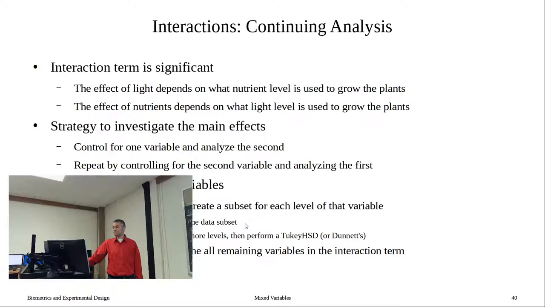So what do we do? Well, now what we're going to have to do is start to investigate that effect. You might be tempted to say, hey, we stopped there. The interaction is significant. But you're going to have reviewers, you're going to have audience members say, okay, that's significant, but what's the relationship? All right, so what we're going to have to do is start looking at that relationship. So what we're going to do is control for one variable first, and then look at that effect. So here's kind of how we can think about it.